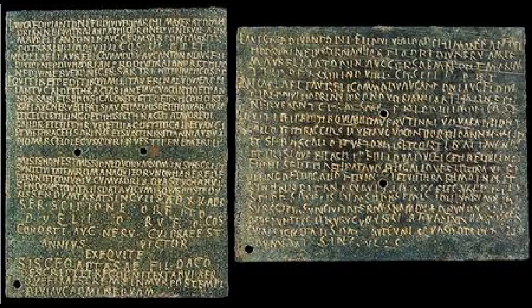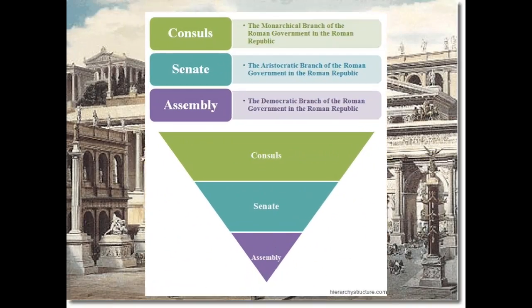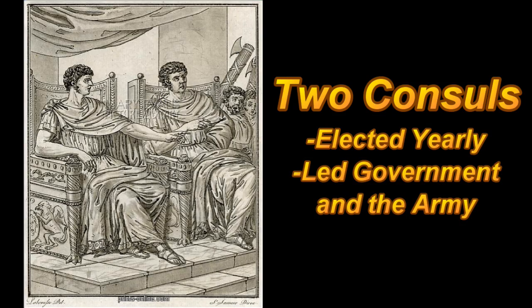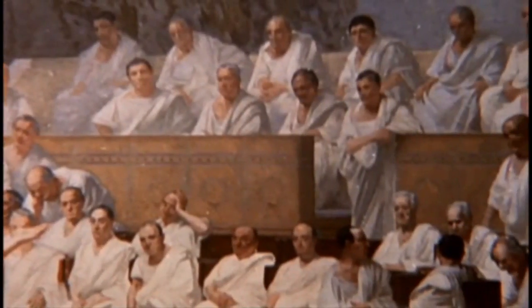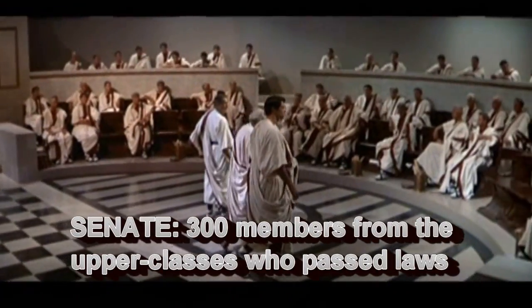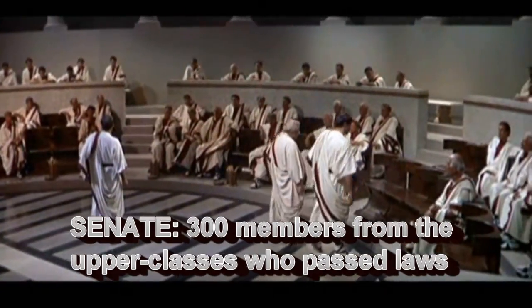The basis for Roman law was the 12 Tables. This set of rules stated that all free citizens were protected by law. The government had 3 parts. 2 consuls or officials were elected each year who led the government, and the army made up the first part. The second part of the government was the Senate. It usually had 300 members chosen from the upper classes who passed laws.